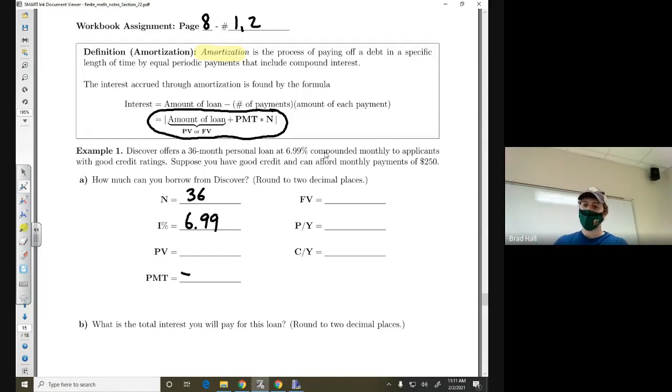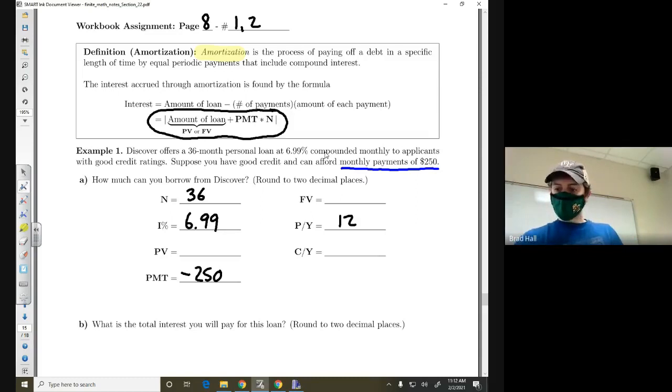PMT is always negative, and it's the amount of payments you make in a month or a year, whichever one it may be. So that is 250, because this says monthly payments of 250. That is the indication here. And even with that part underlined in blue, that actually helps us figure out two other values fairly quickly. PY and CY are both 12. The amount of payments in a year, well, if we're doing everything monthly, this happens 12 times a year.